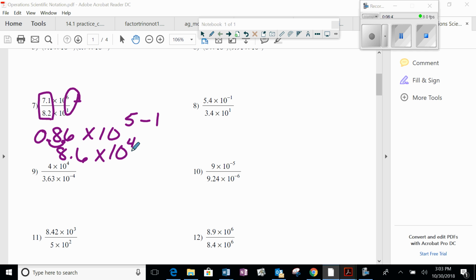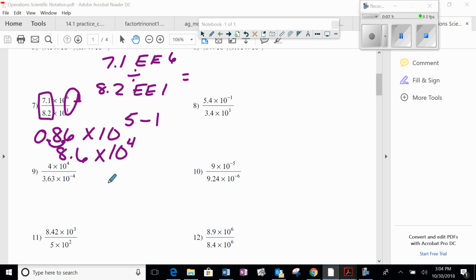Okay? If you're doing it in the calculator, you would say 7.1 EE 6 divided by 8.2 EE 1, and then you would put it in scientific notation using the second number 5 button so that we get this answer. Any questions?